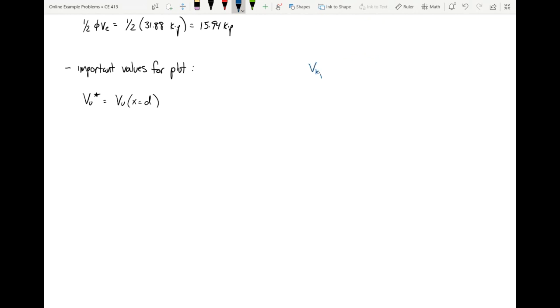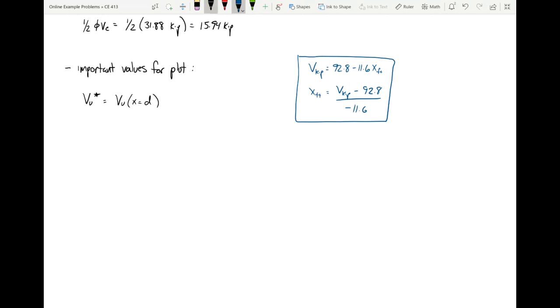We have V in kips is 92.8 minus 11.6 x, with x in feet, and x in feet is V in kips minus 92.8 over minus 11.6. Again, these are both the same equation, just one is solved for V and one is solved for x. I'm solving for a shear here in this case, so I'm going to use the first equation.